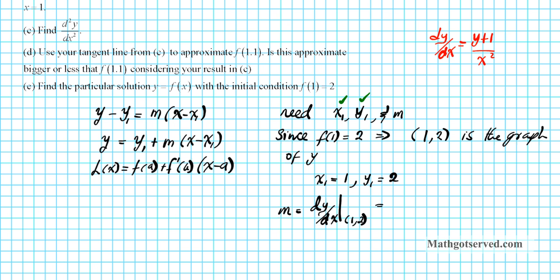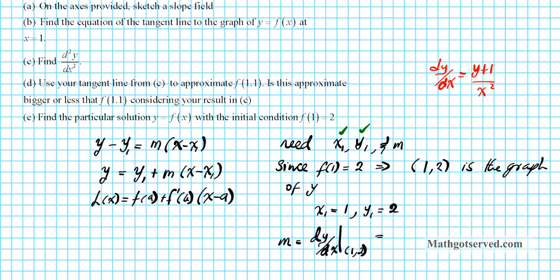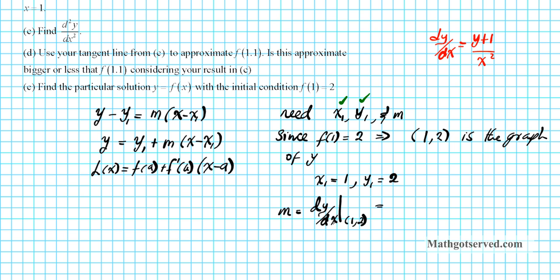Let me make sure that this is right. Yeah, that's right. So all we're just doing is looking for the slope at (1, 2). We just plug in 1 for x and 2 for y. Okay, so that gives us (y plus 1) over x squared, (2 plus 1) over 1 squared, 2 plus 1 is 3 over 1, which is 3. So there goes the slope.